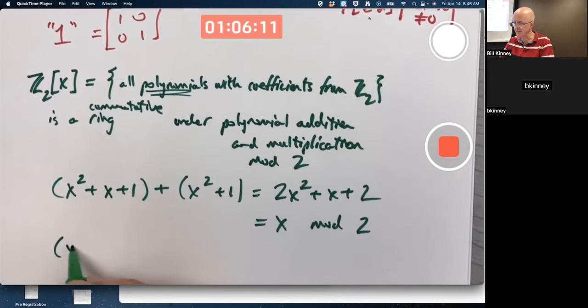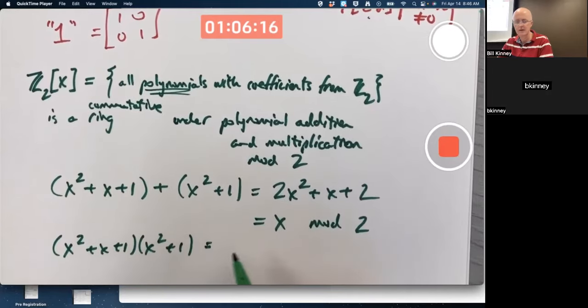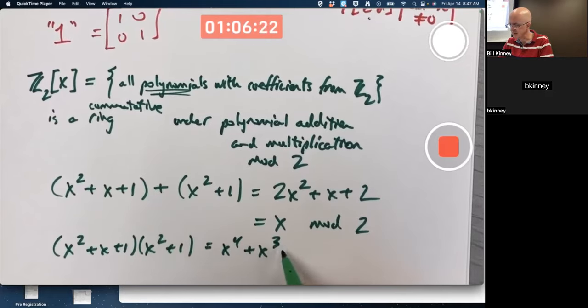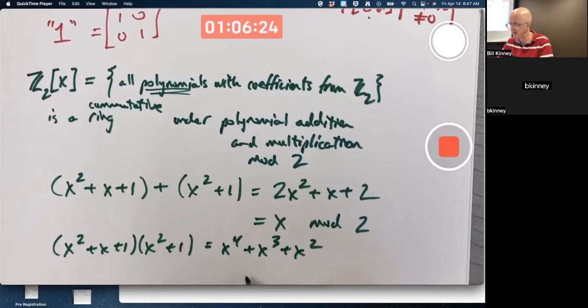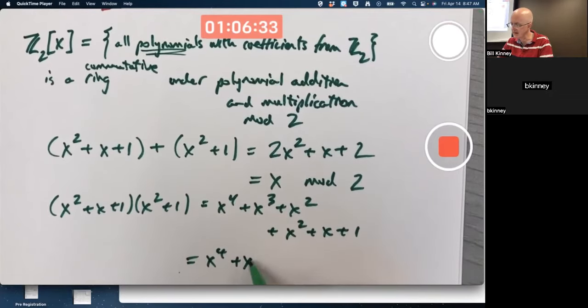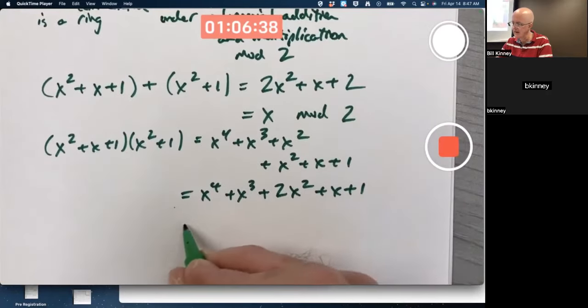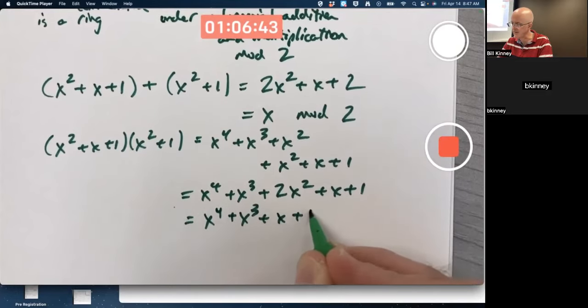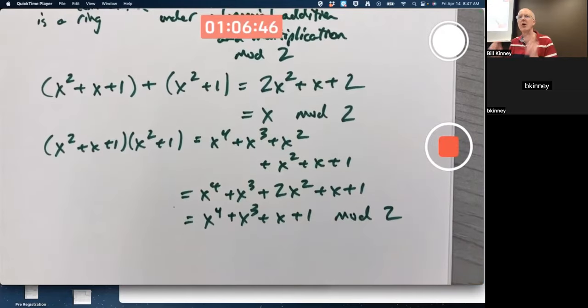I can also multiply them. Let's see. I'll multiply x squared times each term on the left, and I'll get x to the 4th plus x cubed plus x squared. Then multiply 1 times every term, and I'll get plus x squared plus x plus 1. Combine like terms. There's only one term to combine. It's the one with the x squared. 2 becomes 0. This simplifies to x to the 4th plus x cubed plus x plus 1 mod 2. The coefficients are modded by 2, not the exponents.